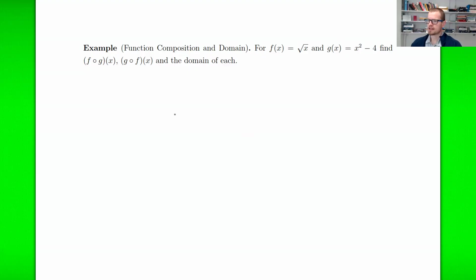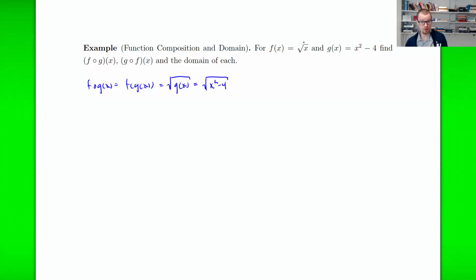So what we want here is, let's see, it says f of g first, and sure, let's take a look at that one. G of f is the more interesting example, but we should consider both here. So let's go with f of g of x. F is the square root function, so we're looking at the square root of g of x. And g of x is x squared minus 4, so this is the square root of x squared minus 4.